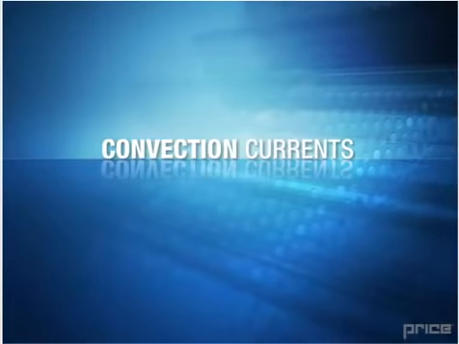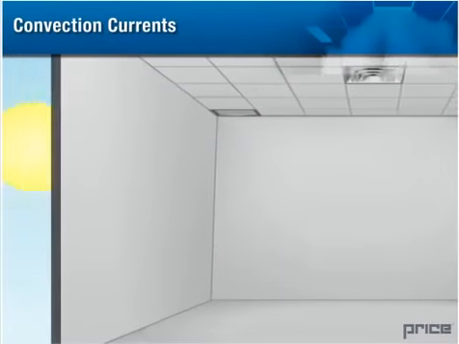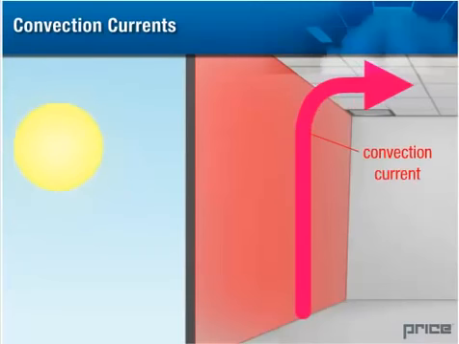Convection currents. If the room has a wall exposed to the outdoors, there's a chance that you will get convection currents forming along the interior wall. If the exterior is warmer than the interior, a poorly insulated exterior wall might transmit heat to the air in the vicinity, causing it to rise.